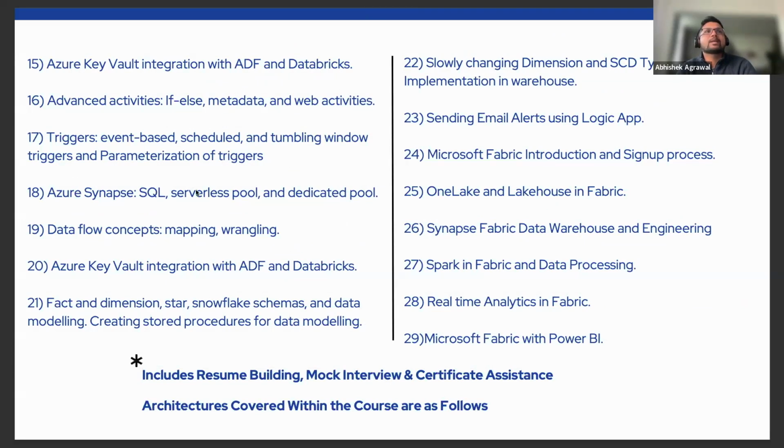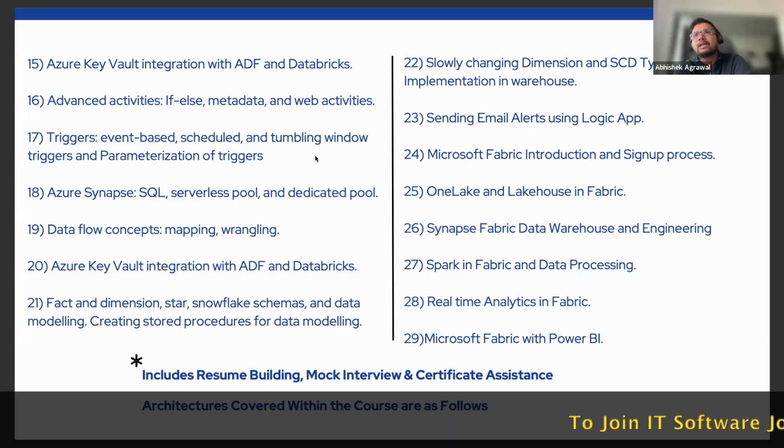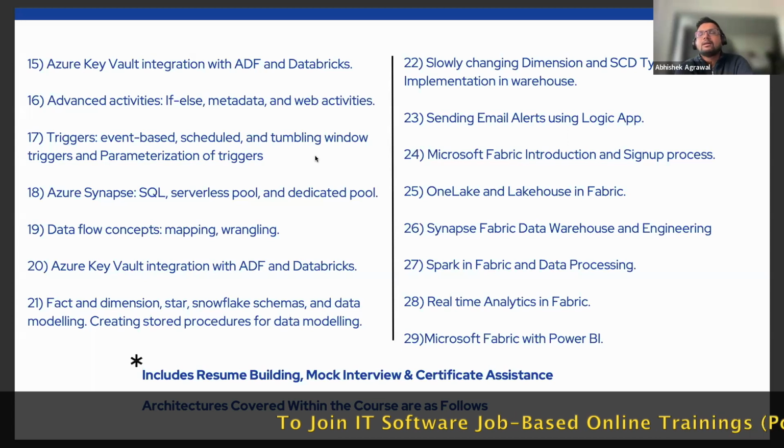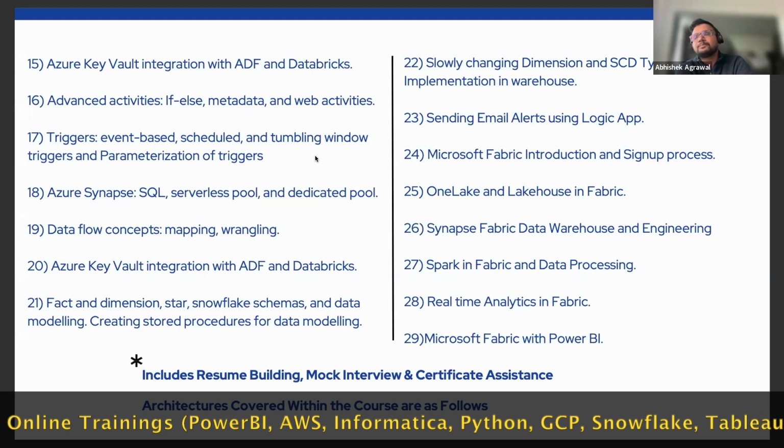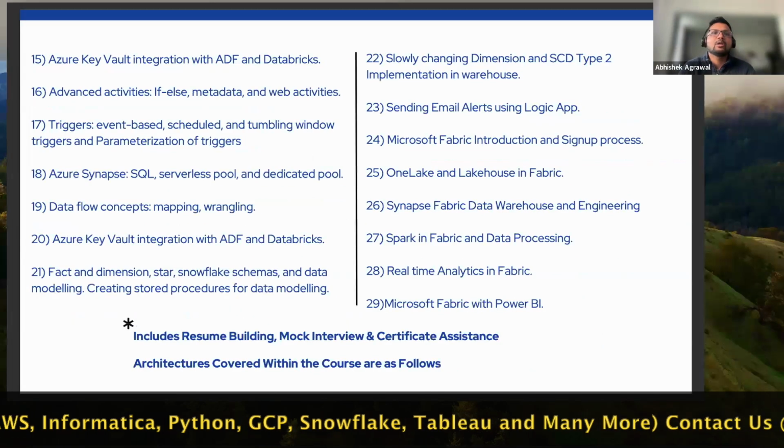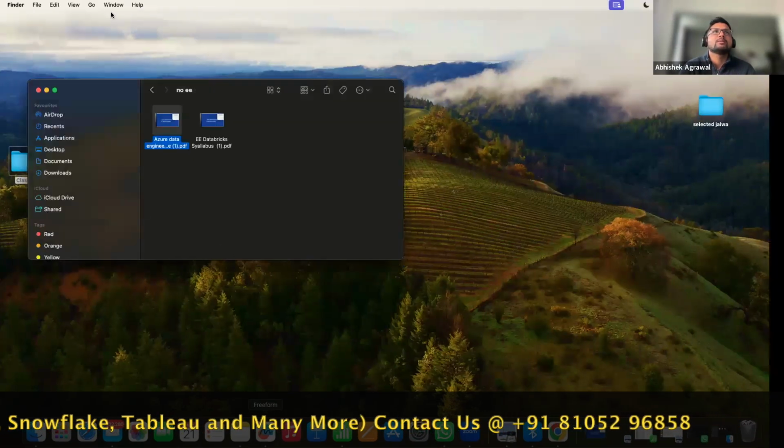Then we will cover Synapse architecture, Synapse, right? Dedicated pool, serverless pool. We will learn about Key Vault. We will learn about data warehousing concepts such as your fact dimension, data modeling, how to implement SCD type 2 in warehouse, right? We will cover logic app, email alerts, right? We will cover Fabric, OneLake, and then Fabric warehouse, right? So we are touching upon many things here, right? So let me note it down in a bit so that it's in a simpler format for you.